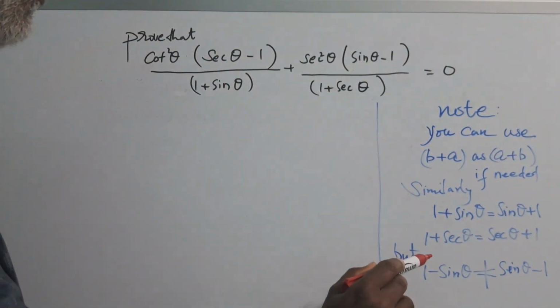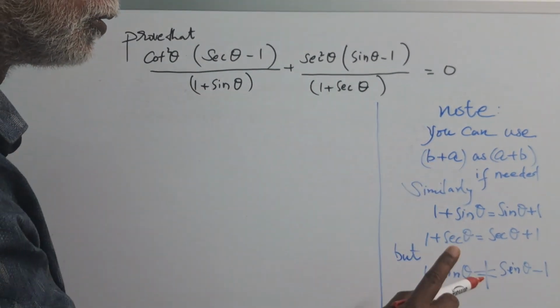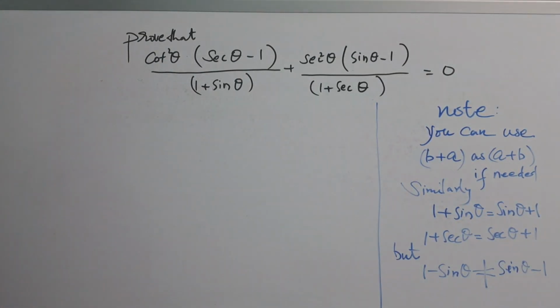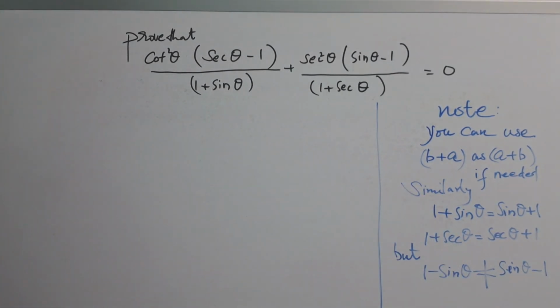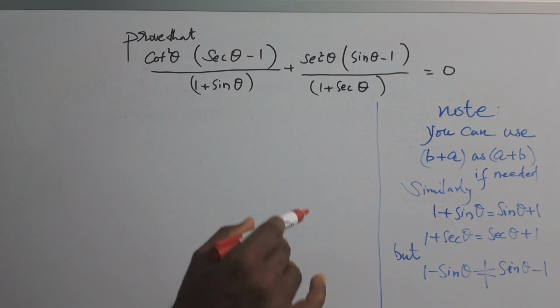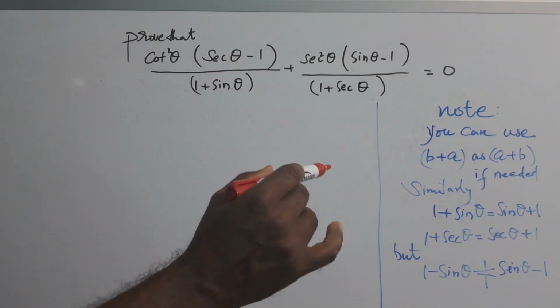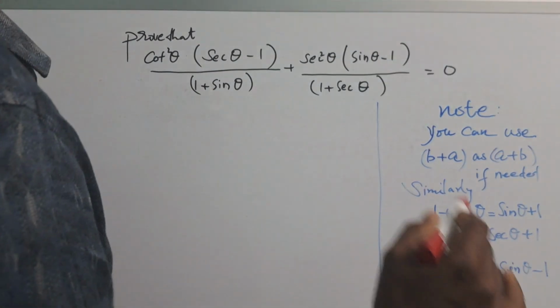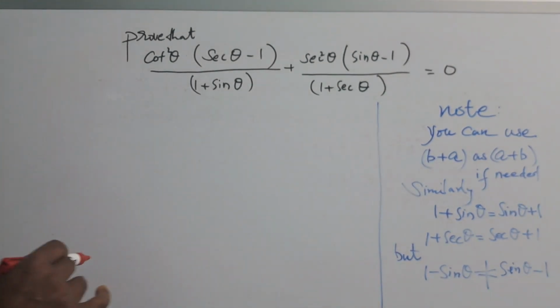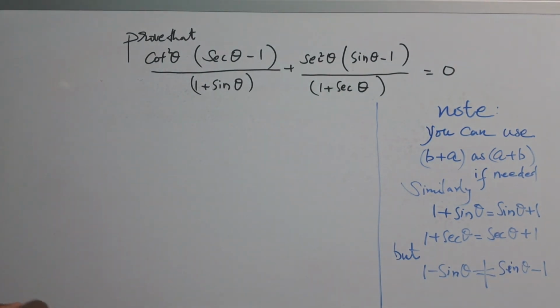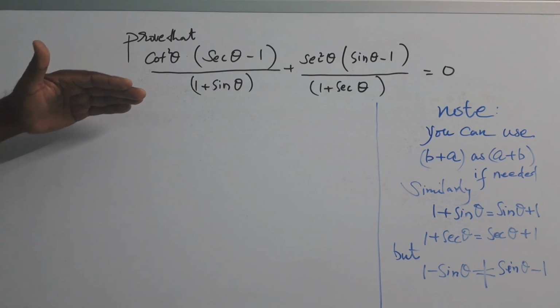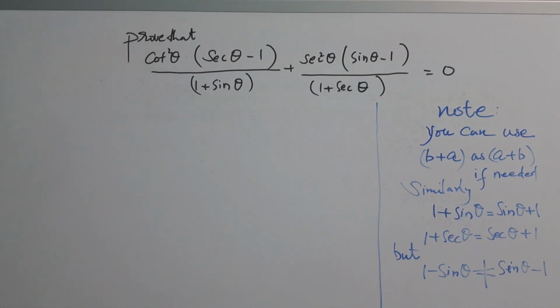But remember, 1 minus sin theta is not sin theta minus 1, just like b minus a is not equal to a minus b if a and b are different values. So keeping these facts in your mind, you can answer this question. This seems to be a little difficult question, but we can easily answer it.